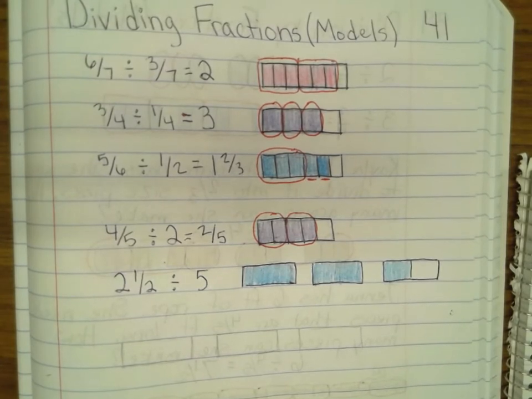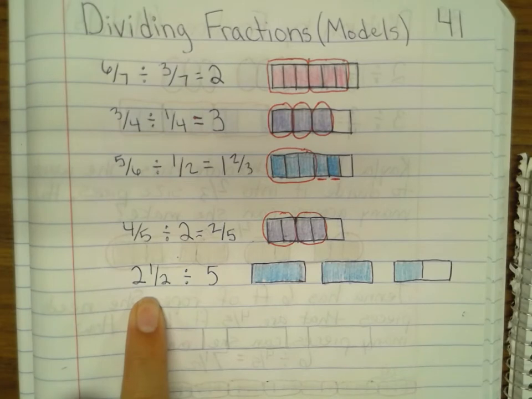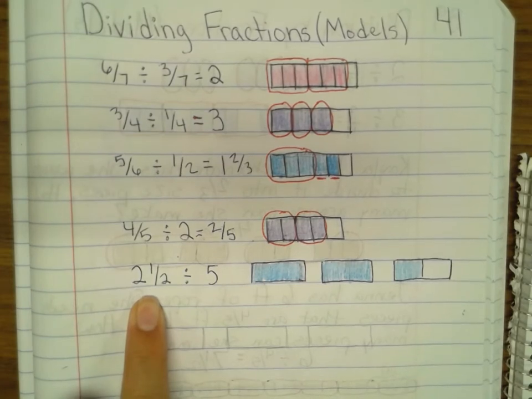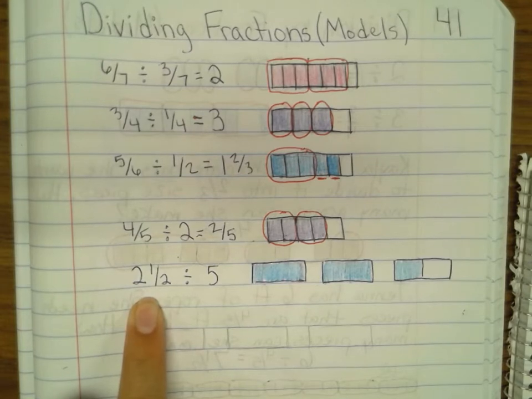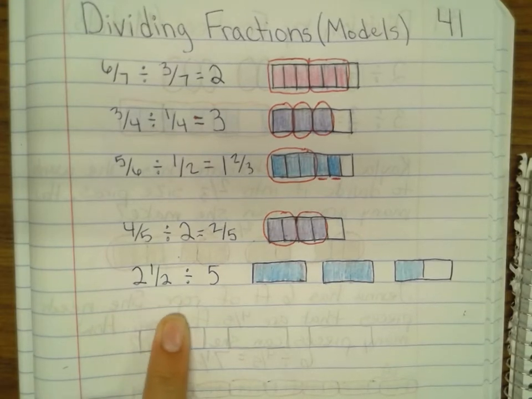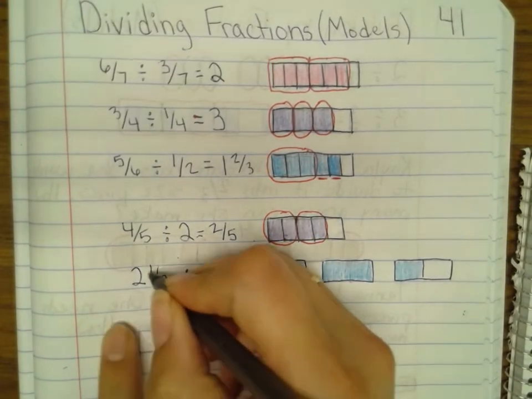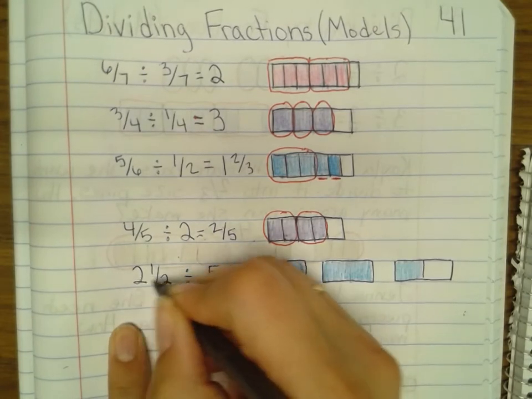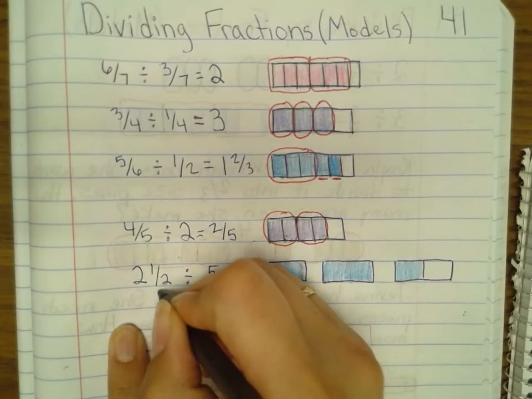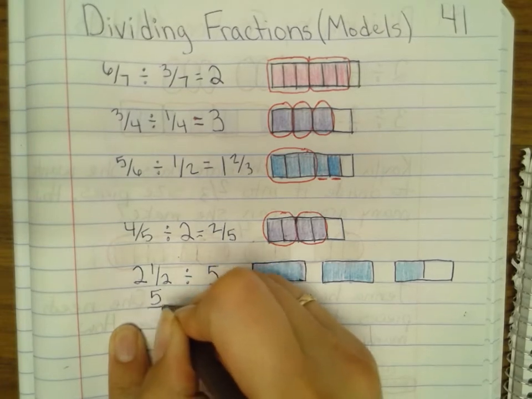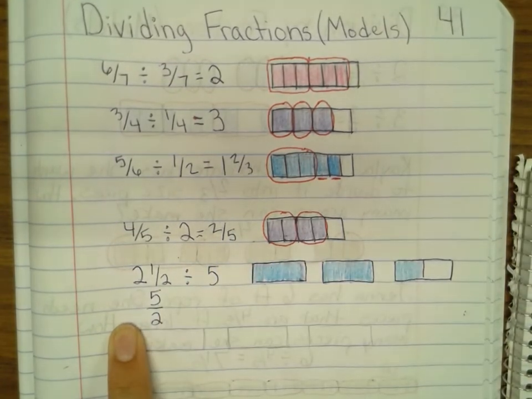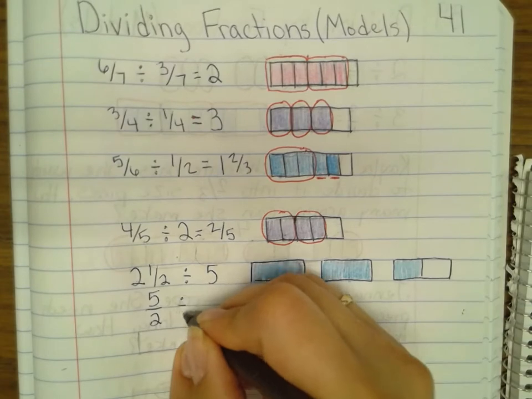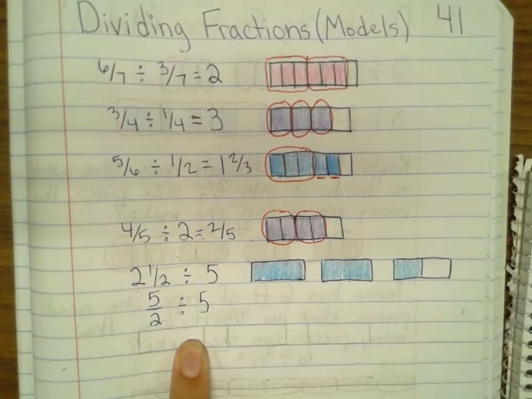Well, the way 2.5 is written, it's important for me to know that I have 2 whole units and a half unit. But this would be where having a mixed or an improper fraction will actually be more useful to me. So are you okay if I turn this 2.5, 2 times 2 would be 4, plus 1 would be 5, and rewrite this as 5 halves? So 5 halves divided into 5 groups. This is going to be a little easier for me to work with.